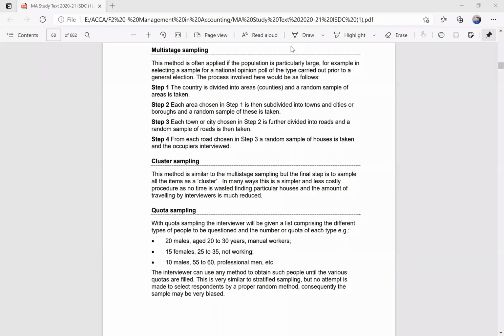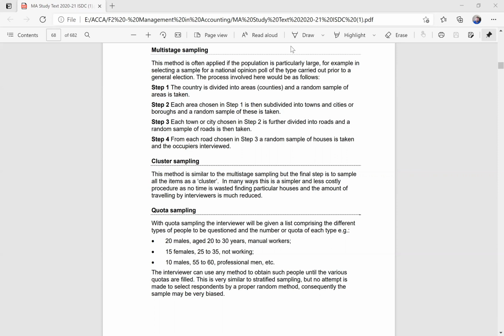So in multi-stage sampling, what happens is that the population is first divided into, let's say, areas. Okay, could be provinces, could be cities, and then a random sample is taken from the areas. Now, every area chosen according to step one is divided into towns and cities, or even further down if that is possible, and then a random sample is taken of them.